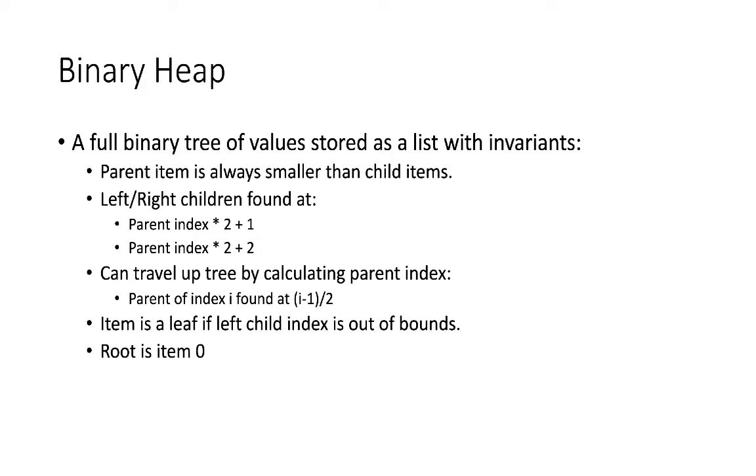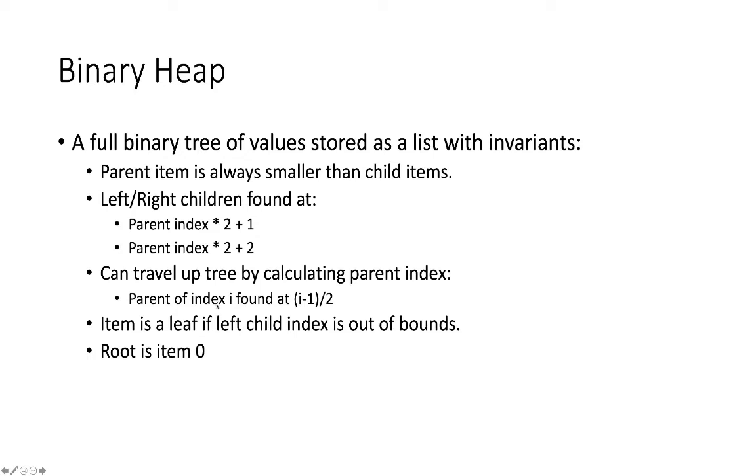Okay, so a binary heap is a full binary tree of values stored as a list with the following invariants. A parent item is always smaller than either of its child items, right? So it's like a binary min tree in that the value at a parent node is always smaller than the value of either of its left child or right child, right? And the left and right children are found at the parent index times 2 plus 1 and the parent index times 2 plus 2, right?